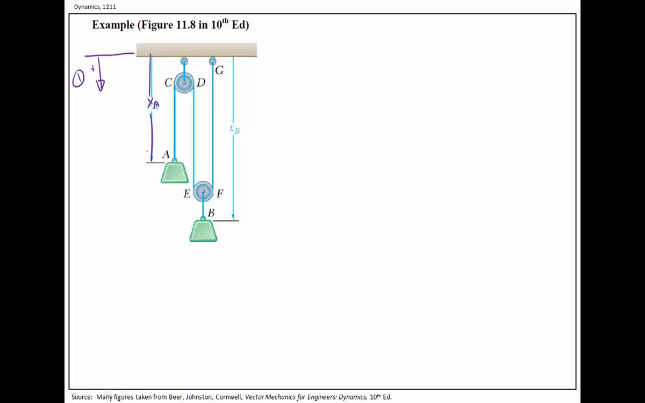XA is going to be marked there. I went ahead and used X instead of S. I don't know why I changed. We'll also call this right here H1. I'm calling it H1 just to keep it separate because we're going to see that that distance is going to be constant, right? So just bear that in mind. I've also called this XB already.